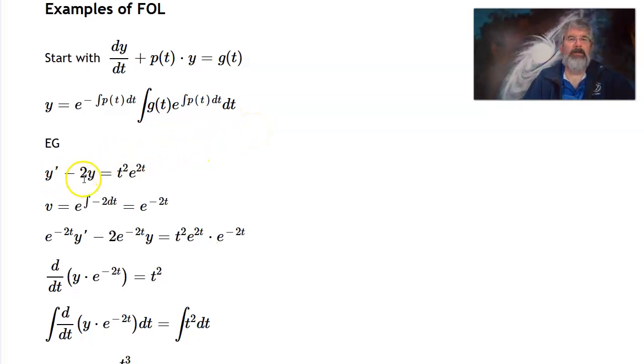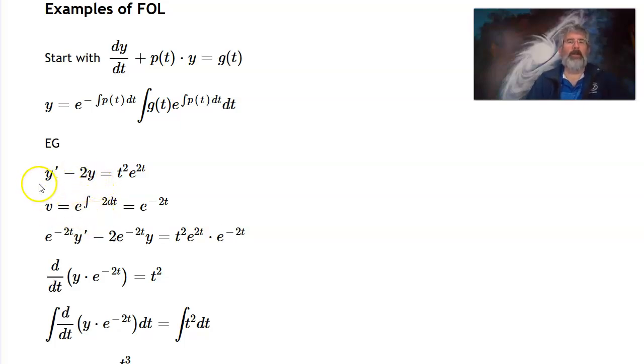y prime minus 2y equals t squared e to the 2t. Notice this is linear because the y and the y prime are just to the first power. You have a 1 times the y prime and something times y and some other function over here. This is not linear, but that's irrelevant from the point of view of what makes it a first order linear equation.